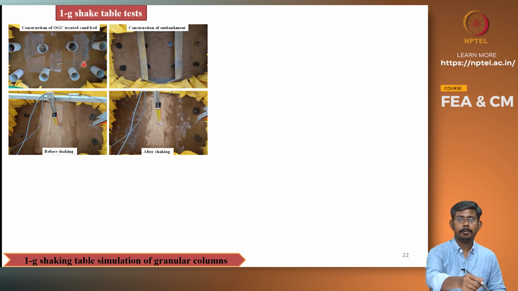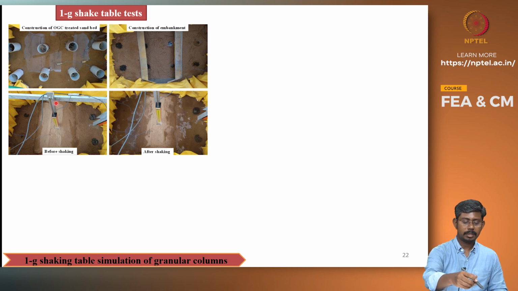and the quantity of water required to saturate the sand is calculated prior to the formation, and the corresponding quantity of water is poured, and it is followed by the sand pluviation to form the sand bed, and the mold of desired size is used to form the embankment.